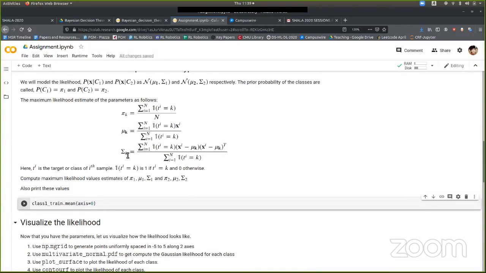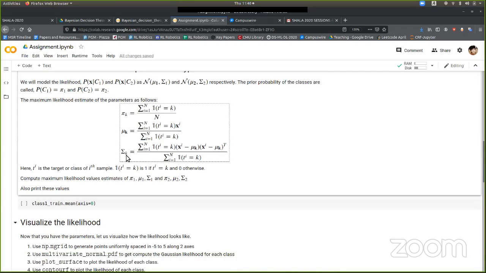So the next thing to compute is the variance or the covariance or the sigma. Essentially, you have to compute the covariance of all points in class 1 and class 2 separately to compute this sigma value. So out here, there is one thing that will be helpful in your computation.